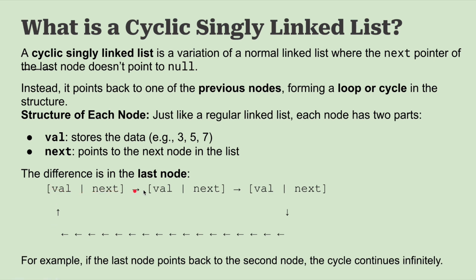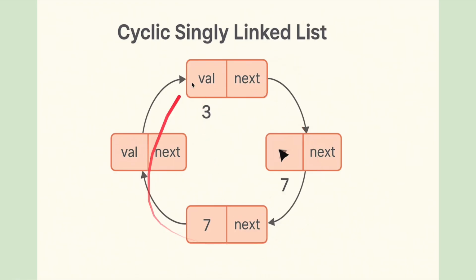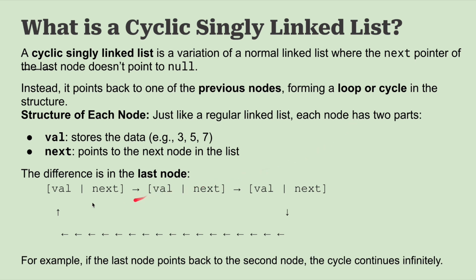So if you represent a couple of nodes, this is what it looks like in the cycle. But in reality, what is happening is there is a val and next, and it points to the next node. Similarly, this next points to the next node, but this node goes back to a previous node.